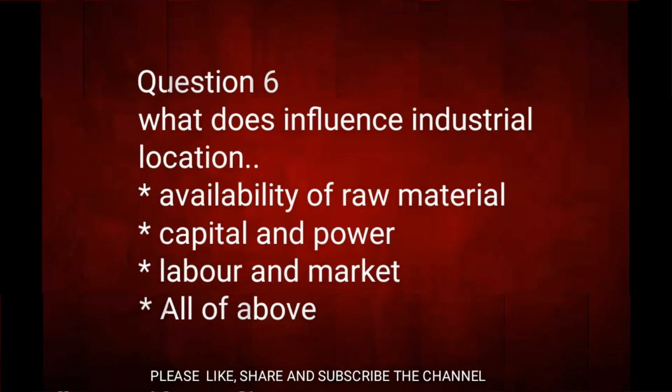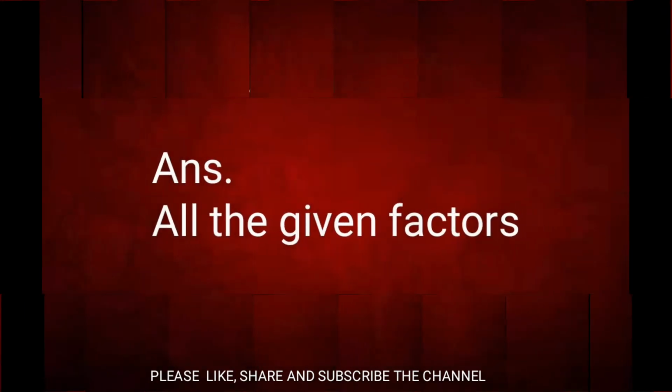Our next question. What does influence industrial location? Availability of raw material, capital and power, labor and market, or all of these? And the answer is all of the given factors. Friends, you know the availability of raw material and market and labor all are required for a good industry.